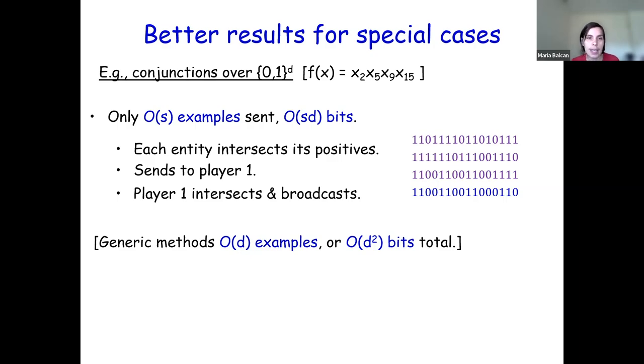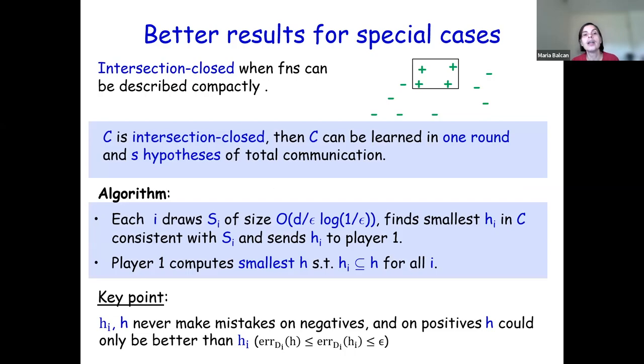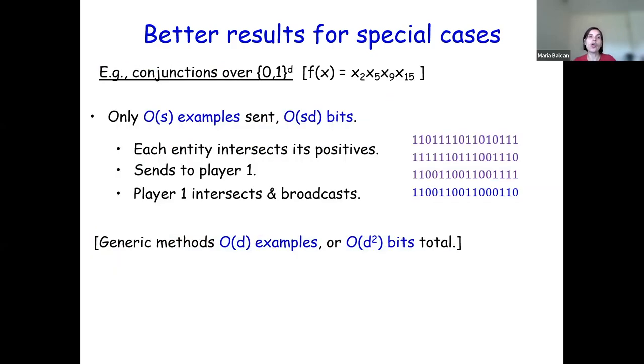And so in this case, if we use the kind of argument that I just did here, we're able to learn by only sending order of S examples, or order of S hypotheses. In this case, a hypothesis is only described by d bits. So we only send S hypotheses, which in the end leads to an amount of communication of S times d bits. So you are able to learn well by only sending around S times d bits.